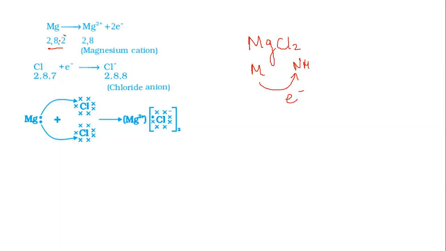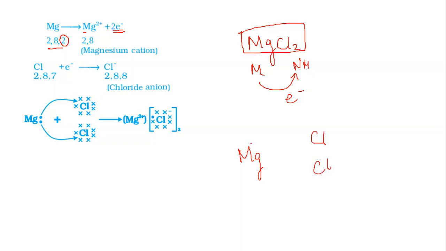So magnesium can lose 2 electrons. It can become stable. It will form Mg2+ and 2 electrons will be lost. And while writing the formula, you can observe that there is 1 magnesium atom and there are 2 chlorine atoms.